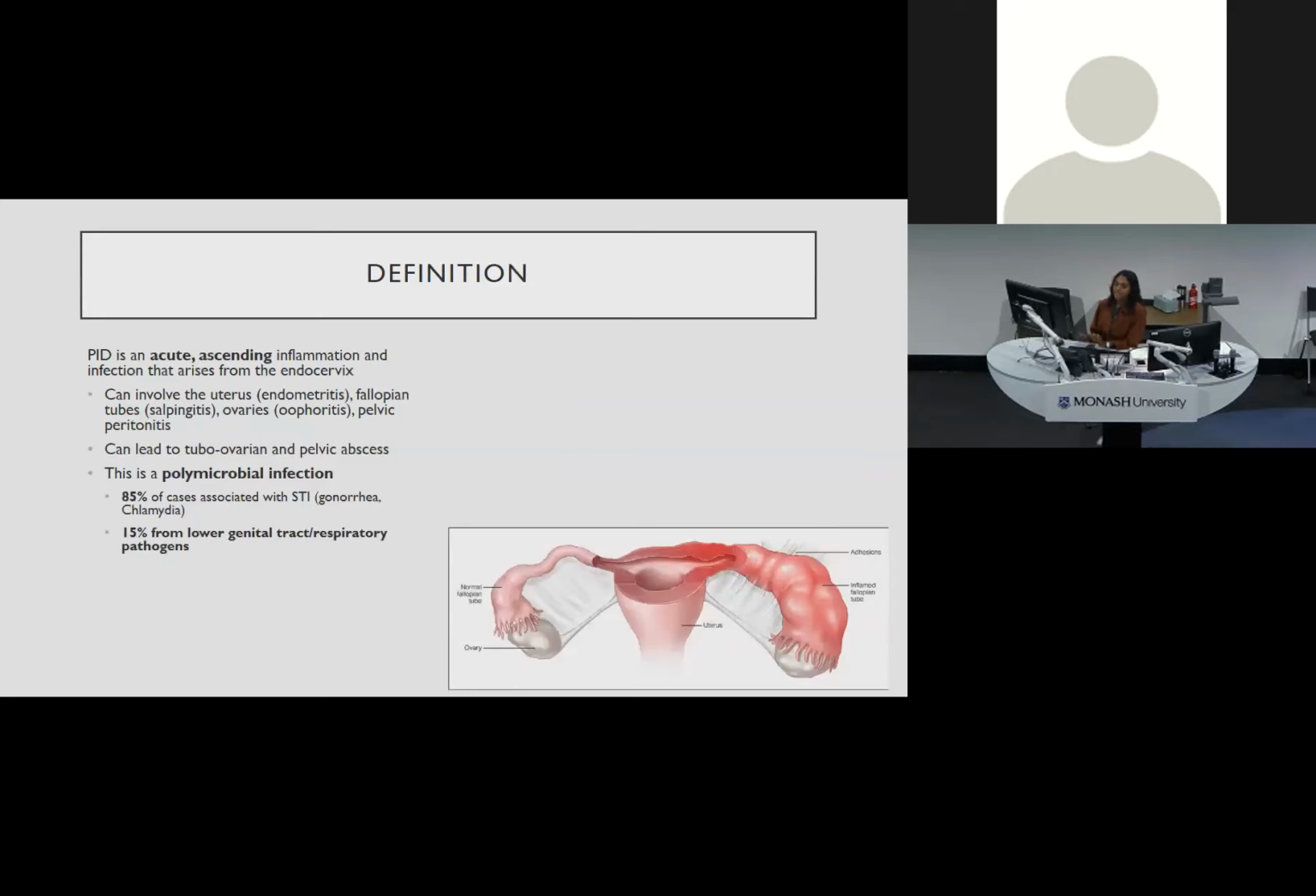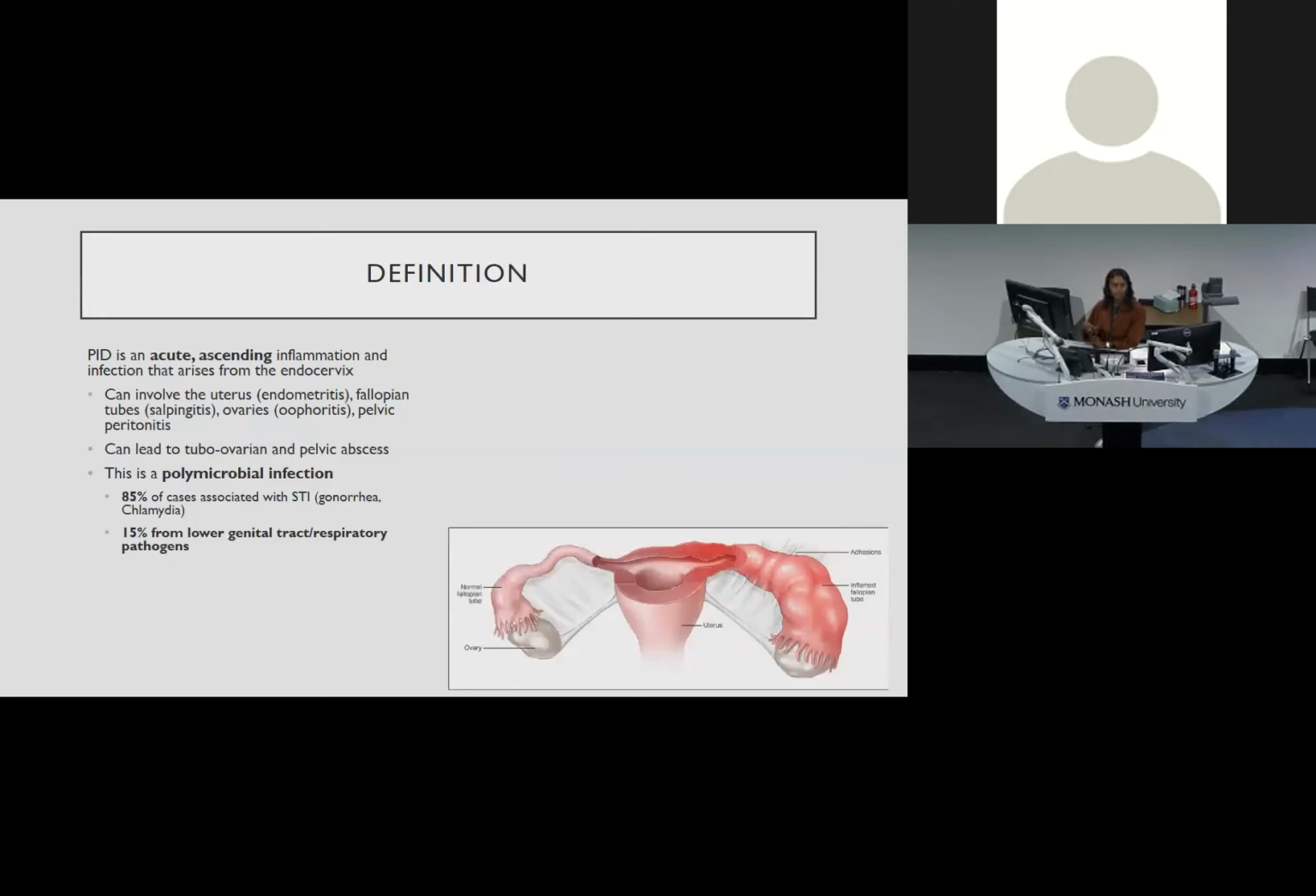In some cases, the mucopurulent discharge can actually move out of the fallopian tube into the actual abdominal cavity. So that can lead to pelvic peritonitis. You can also then have abscesses forming, either on the fallopian tubes, the ovaries, or even on the pelvis itself. PID is polymicrobial, so there are many organisms associated with this presentation.